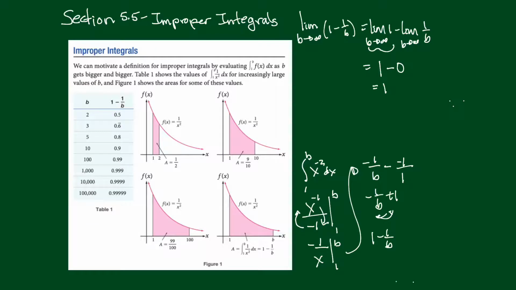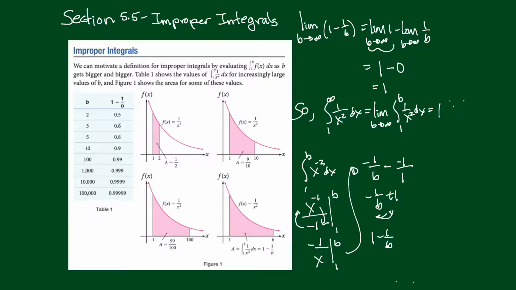So then what we've said is this. The integral, the area under the curve from 1 to infinity of 1 over x squared dx, turns out to be the limit as b goes to infinity of the integral from 1 to b of 1 over x squared dx, and that turns out to be 1.